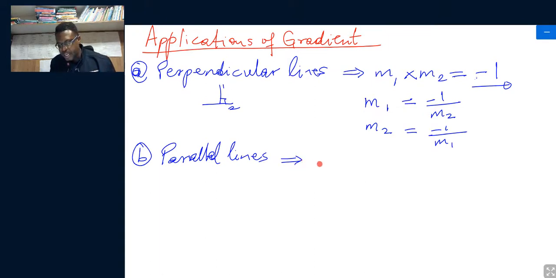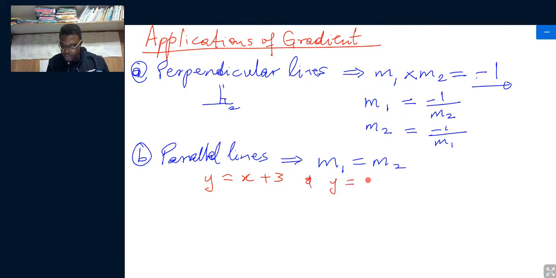For parallel lines, the gradient of line 1 is equal to the gradient of line 2. Simple. If you see two lines, let us say you have these two equations, y is equal to x plus 3 and y is equal to x minus 7. These lines are parallel. Why? Because their gradients are 1. So these gradients are equal. Therefore, the lines are parallel.